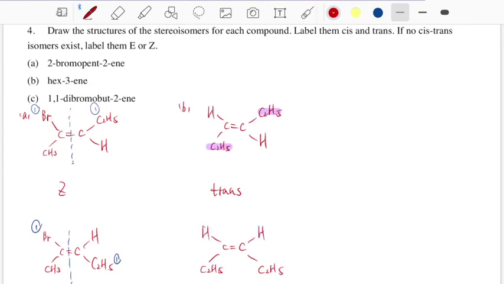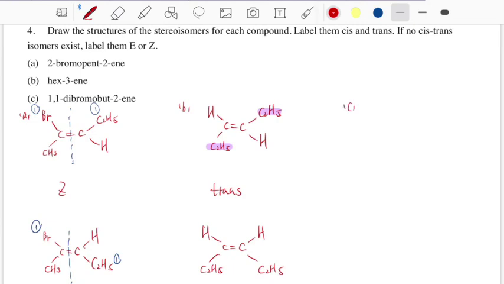Okay, so that would be the cis isomer. Remember, when you draw this, the single bond, the carbon-carbon bond, should be linked between carbon and carbon. Don't draw this line between carbon and the hydrogen. Okay? Let's move on to the next part.